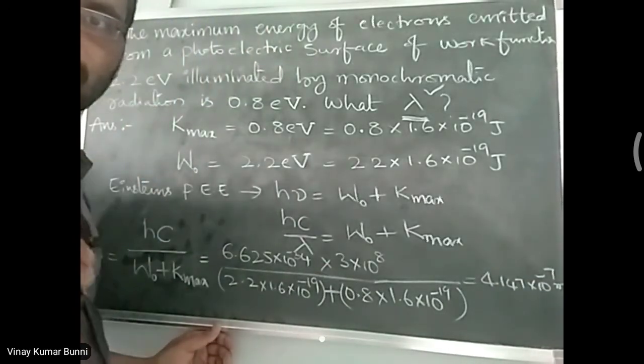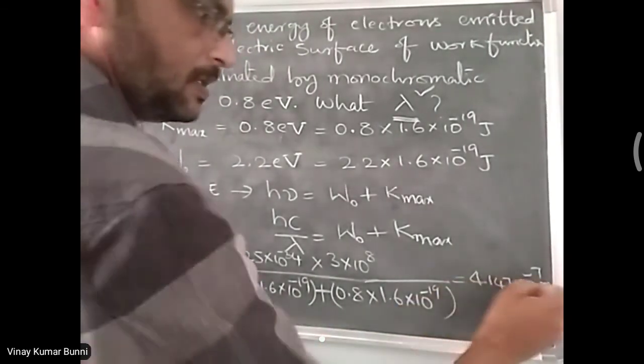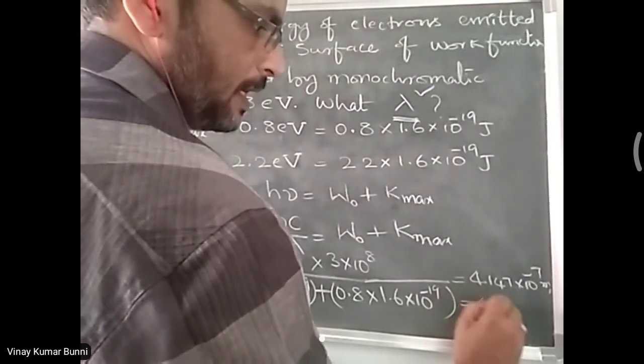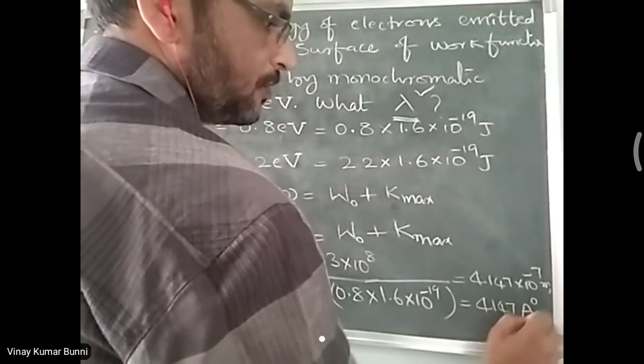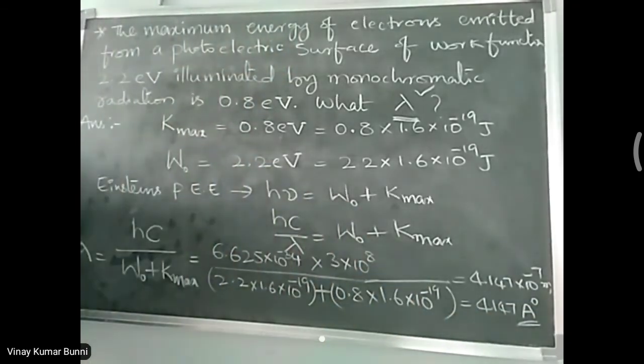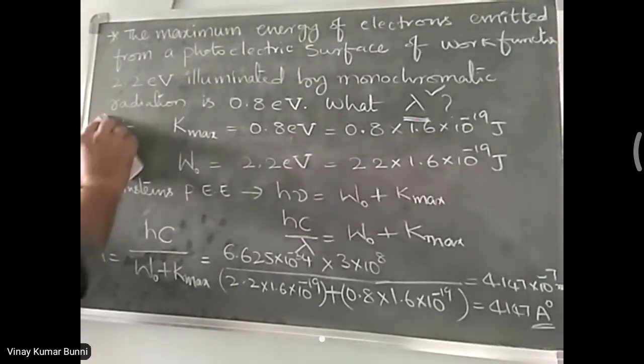So if you convert that into angstroms, you will be able to get 4147 angstroms. This is the wavelength of the radiation which is incident on the metal plate to liberate the electrons. Now let's look into one more problem.